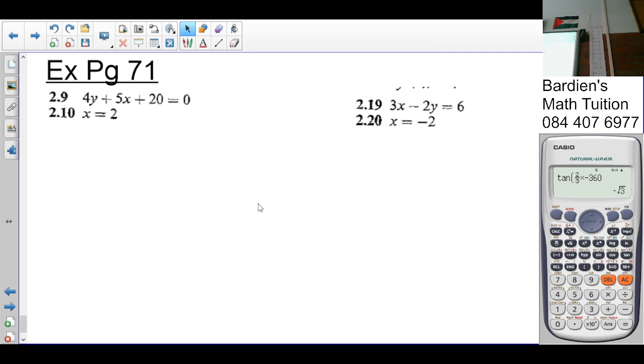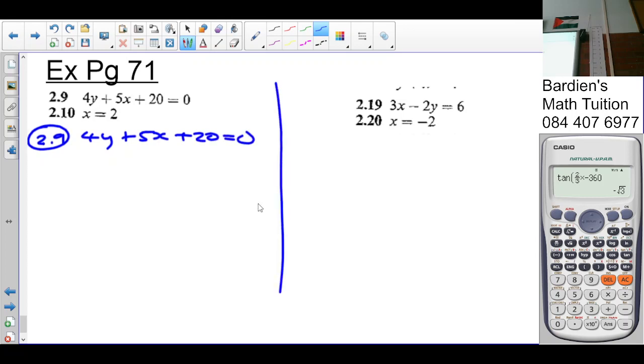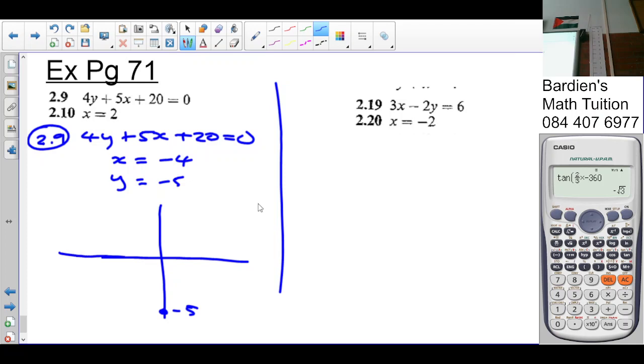Right? 2.9. Right, all 4 of these graphs I must draw. Not so? 2.9. You got 4y plus 5x plus 20 equals 0. Where do we start? X-intercept with y equal to 0. Not so? So x is equal to negative 4. Y-intercept, let x equal to 0. Y is equal to negative 5. Is that correct? Negative 5 by approximation. Negative 4, of course, will be less than negative 5. We take our ruler, and there we go. Yeah? 0, y, and x.